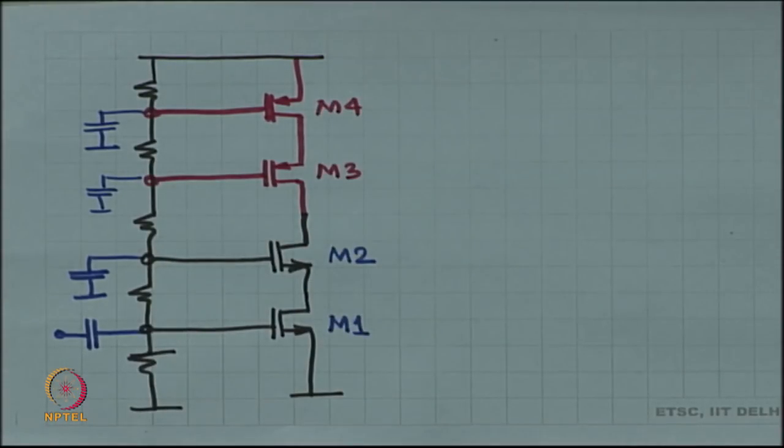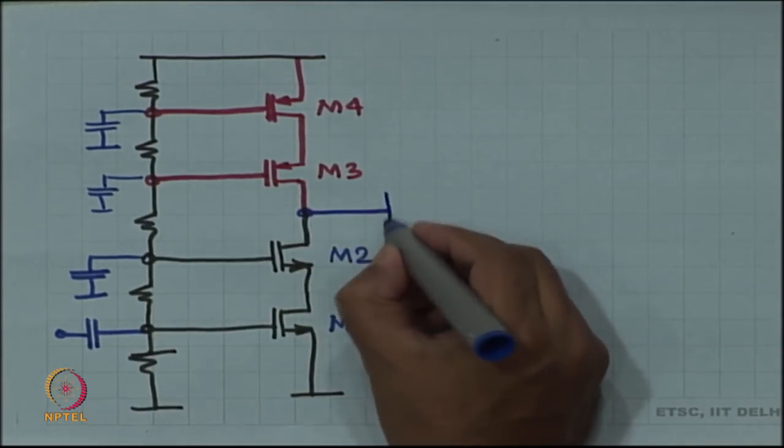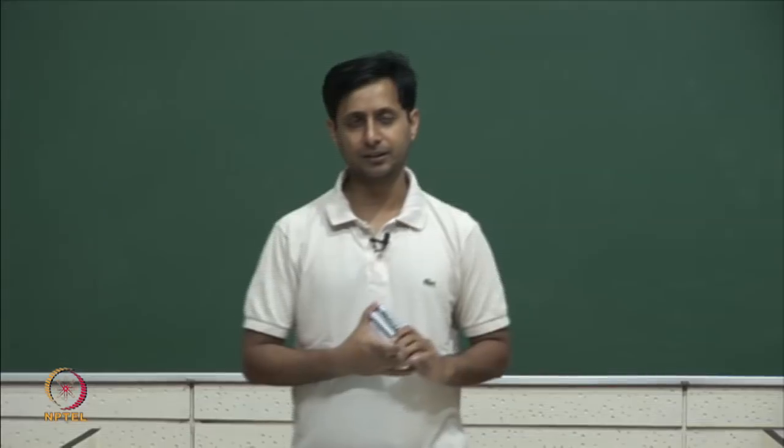And where is the output? You can take the output from here. All right. So, this is the overall plan of the circuit. So, this is what we had done in the last class. This is the complete picture, including both small signal as well as DC biasing, everything is incorporated into this picture.